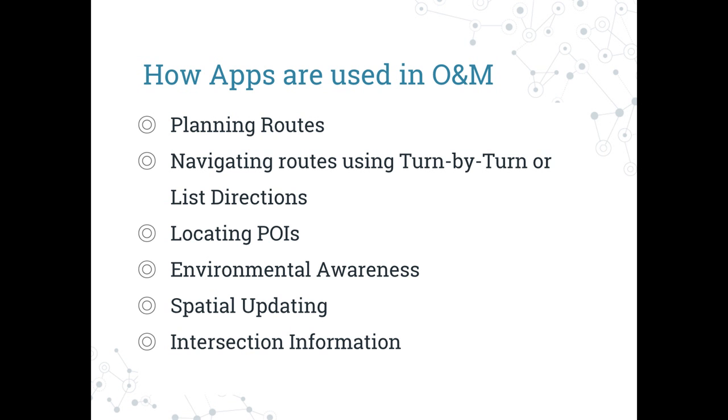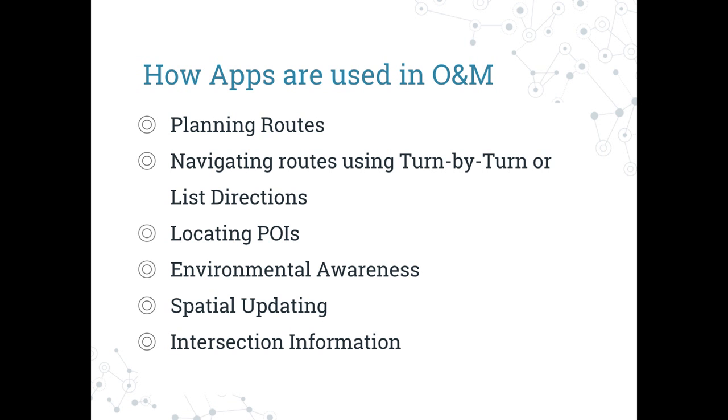In addition, they're helpful for actually navigating the route. This can be done by either turn-by-turn or list directions. So again, turn-by-turn meaning directions that are continually presented. They can also be helpful for locating POIs, or points of interest. So nearby points of interest, if people are looking for a bank or a restaurant near the location that they're at.